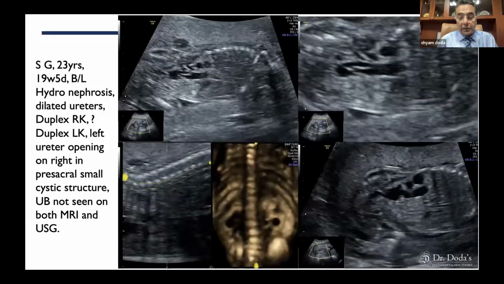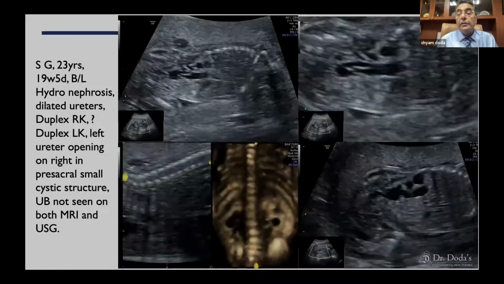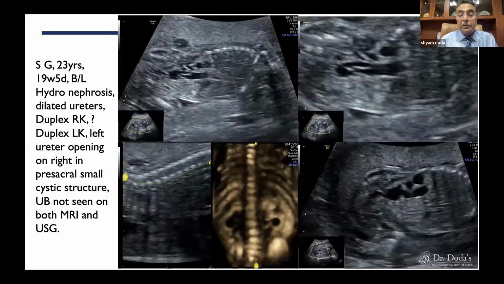Same patient taken for ultrasound also. Again, that is also showing nicely the presence of bilateral hydronephrosis here, bifid systems here, and dilated ureter seen on one side very, very nicely.